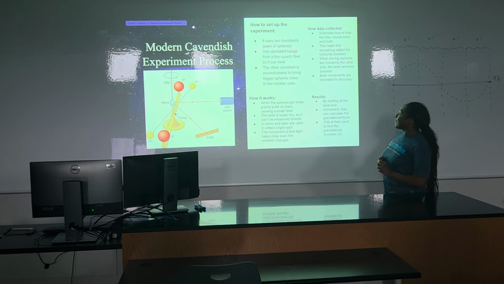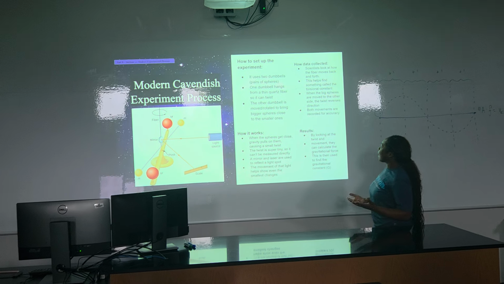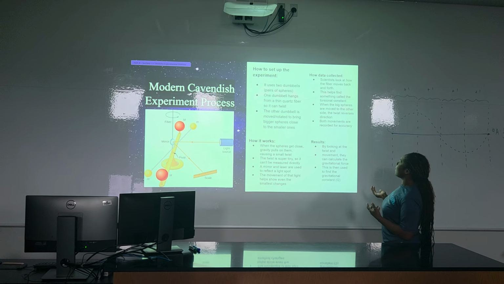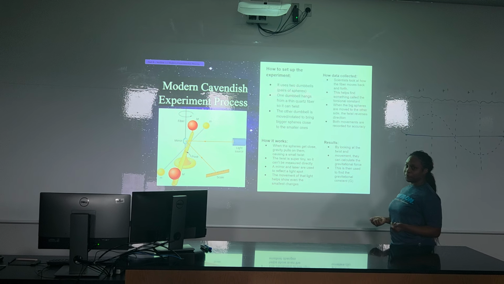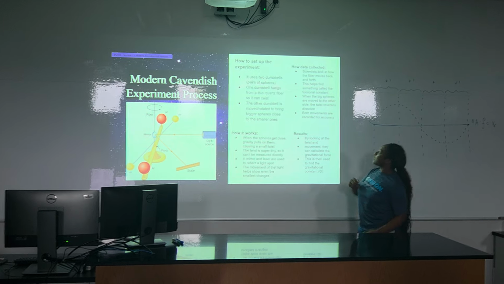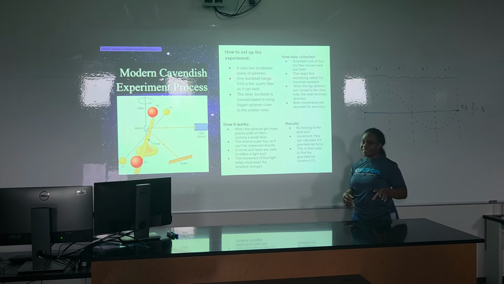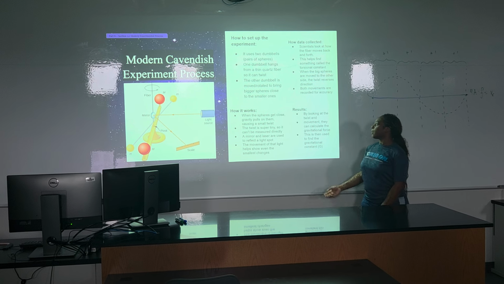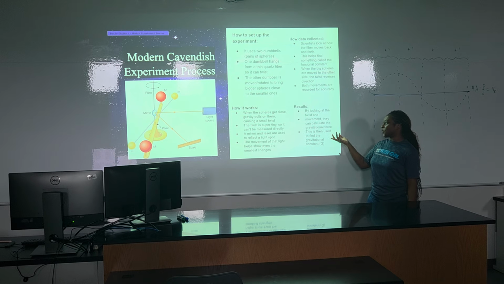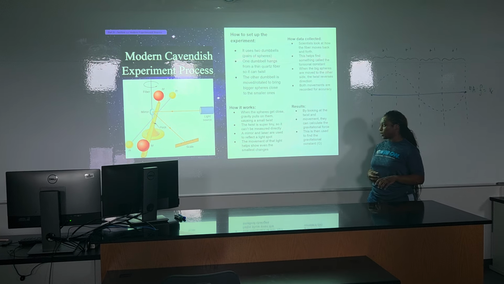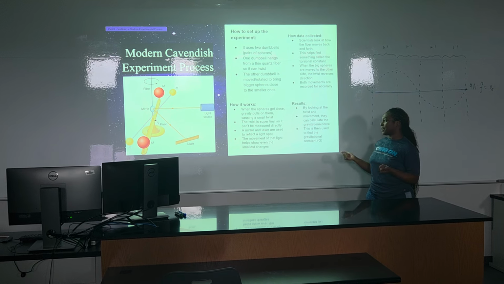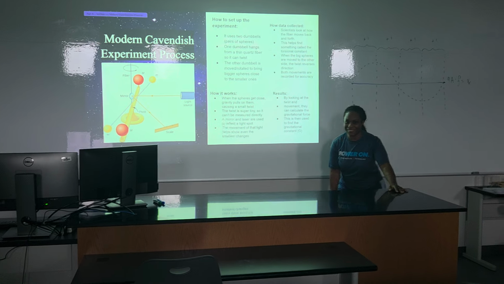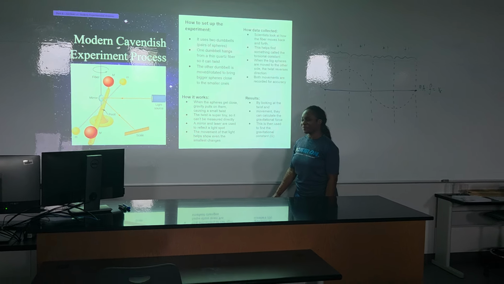To collect the data, the scientists look at how the fiber moves back and forth. This helps to find something called the torsion constant. When the big spheres are moved to the other side, the twist reverses in a different direction. Both movements are recorded for accuracy. By looking at the twist in the movement, they calculate the gravitational force, and this is how they find the gravitational constant.